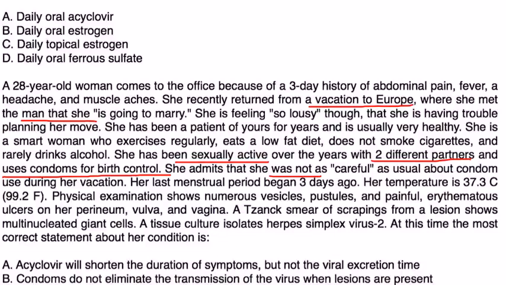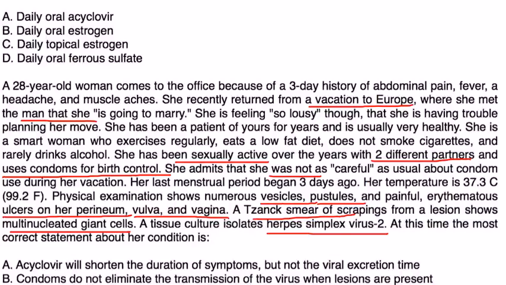Temperature is 37. Physical exam shows numerous vesicles, pustules, and painful erythematous ulcers on her perineum, vulva, and vagina. A Tzanck smear of scrapings from the lesion shows multinucleated giant cells. A tissue culture isolates herpes simplex virus 2. At this time, the most appropriate correct statement is, well, you've only got 2 to choose from here.